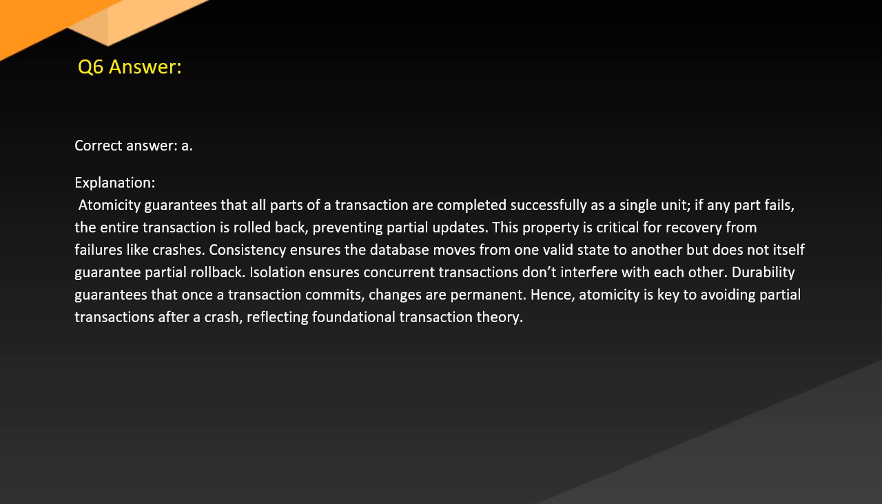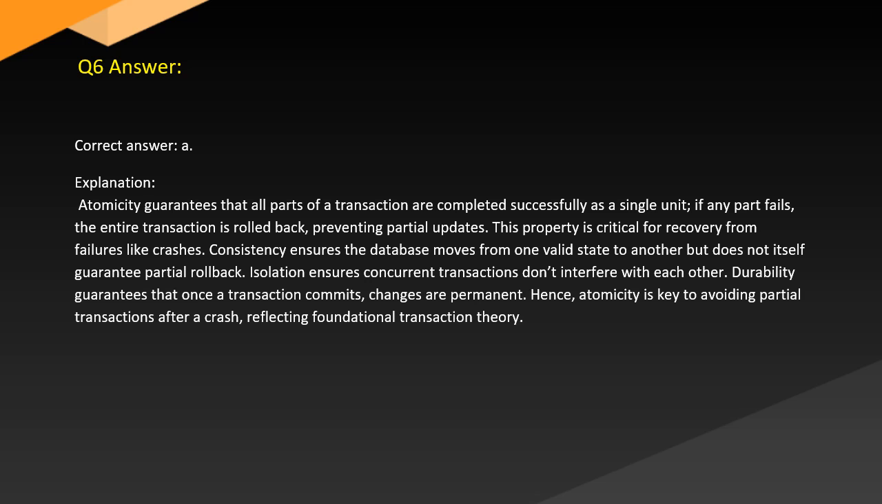Answer. Correct answer. A. Explanation. Atomicity guarantees that all parts of a transaction are completed successfully as a single unit. If any part fails, the entire transaction is rolled back, preventing partial updates. This property is critical for recovery from failures like crashes.